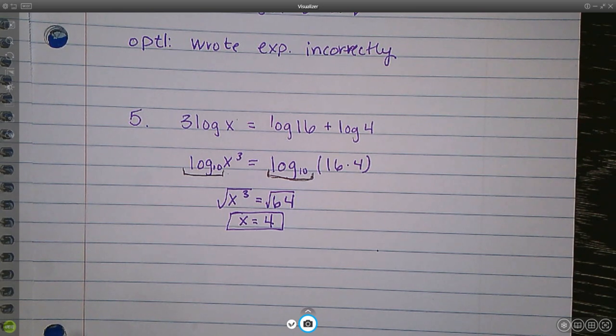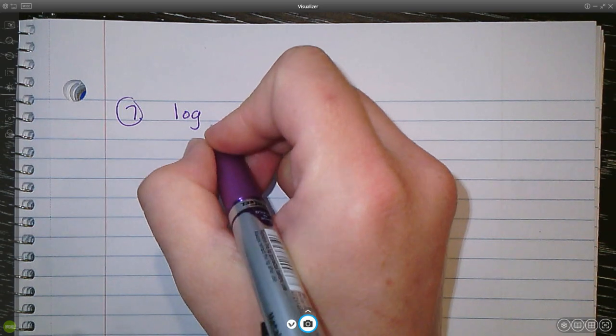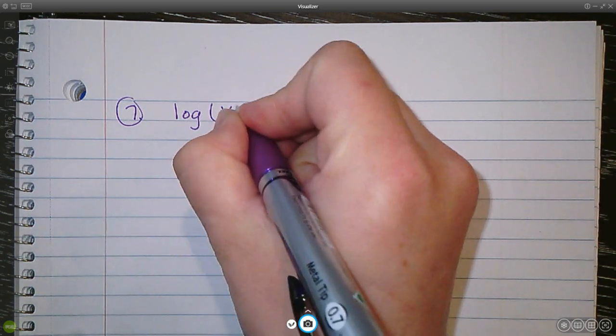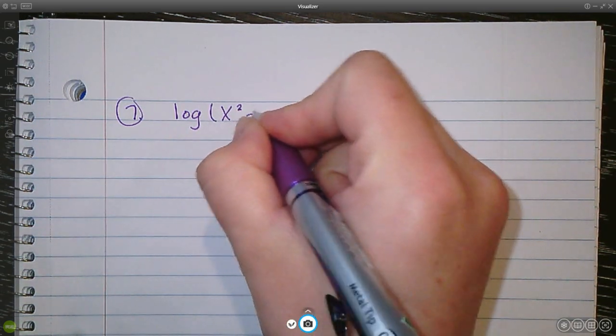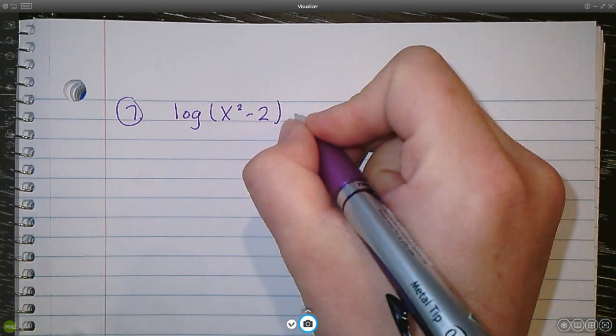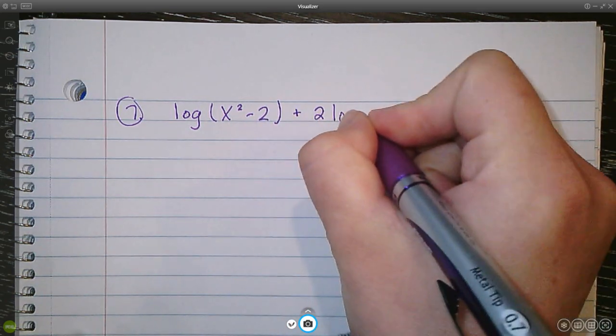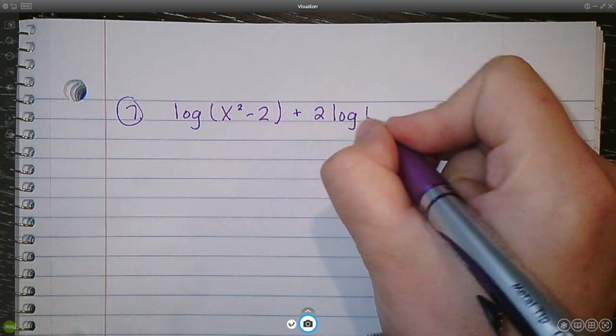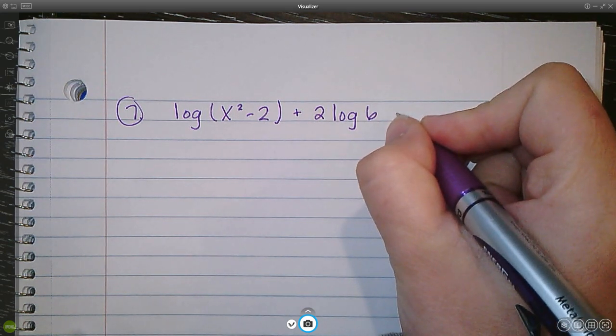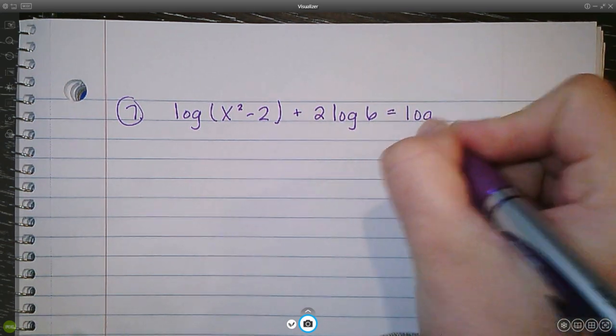Okay, the last one we're going to do together. This one, these are kind of my favorite. They take a lot of stuff that you have learned in the past and mix it all together. So we have log, this is number 7, by the way, log of x squared minus 2 plus 2 log 6 equals log of 6x.